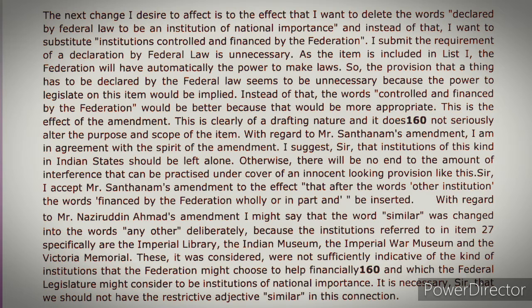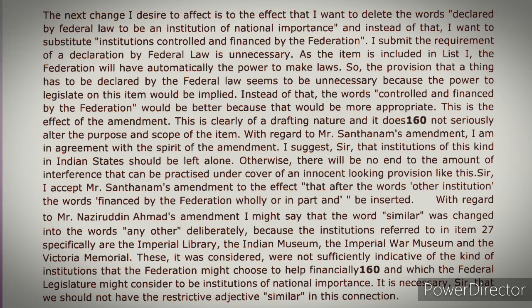This is clearly of a drafting nature and it does not seriously alter the purpose and scope of the item. With regard to Mr. Santhanam's amendment, I am in agreement with the spirit of the amendment. I suggest, sir, that institutions of this kind in Indian states would be left alone, otherwise there will be no end to the amount of interference that can be practiced under cover of an innocent looking provision like this. Sir, I accept Mr. Santhanam's amendment to the effect that after the words other institution, the words financed by the federation wholly or in part be inserted.